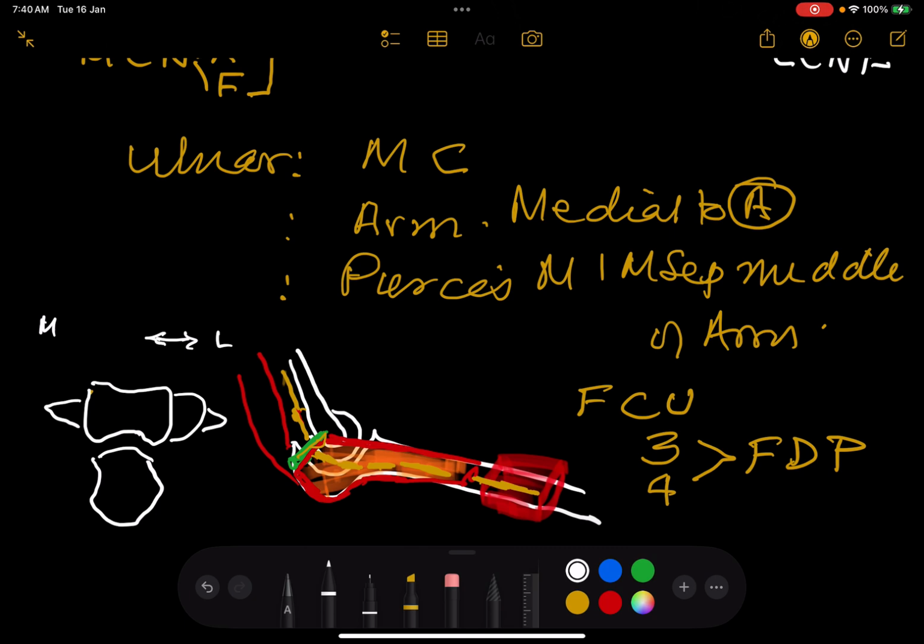Okay. Now I told you that the ligament, ulnar collateral ligament, lies like this. It starts from the medial epicondyle and goes to the olecranon. And here you will be having the capsule of the elbow joint.